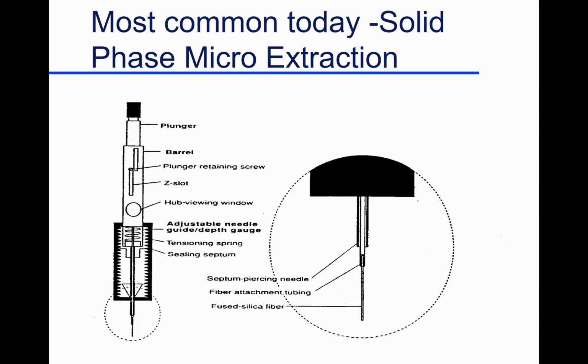So this is the syringe she had, and we'll see it a little bigger over here. It's more of the syringe, but there's this needle that can retract or push into the headspace of the sample. And that has an adsorbent on it.